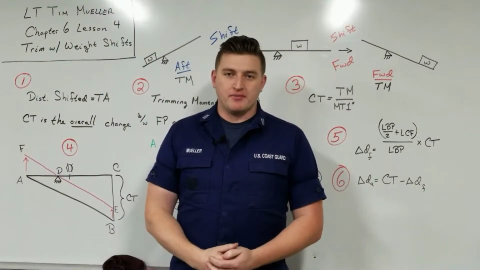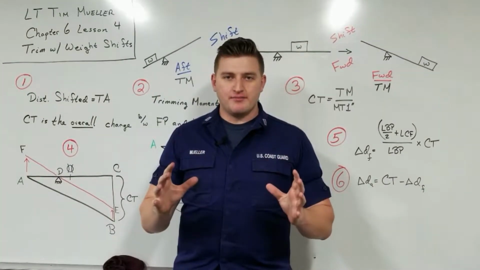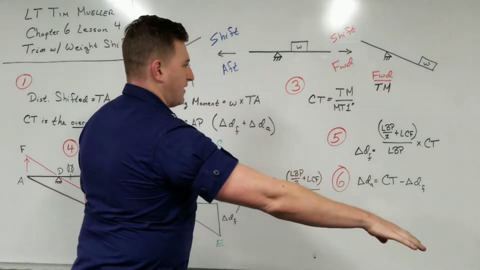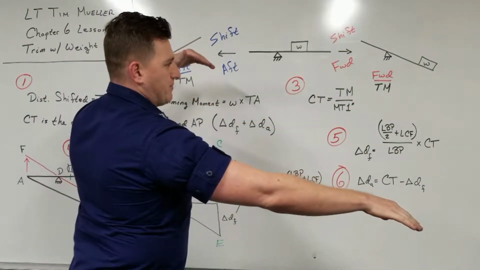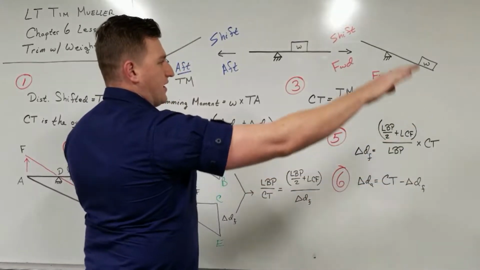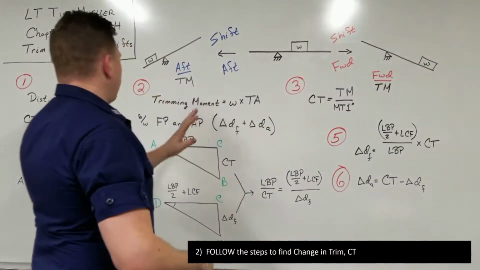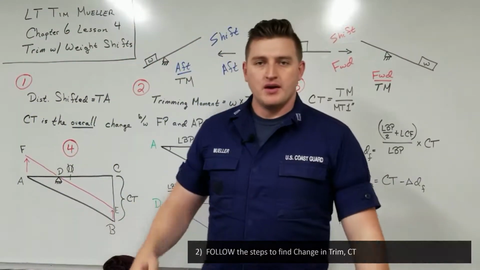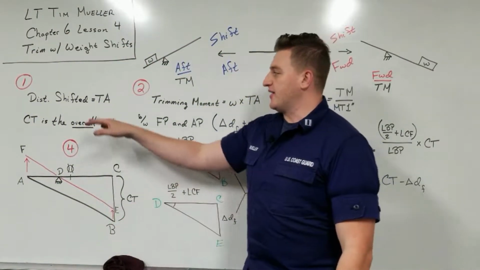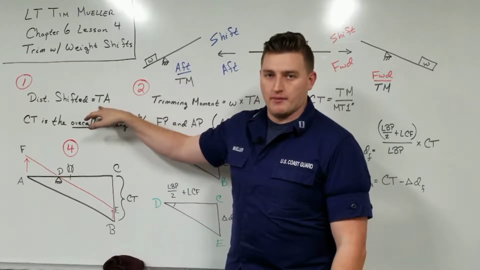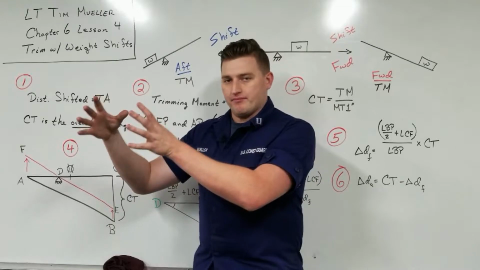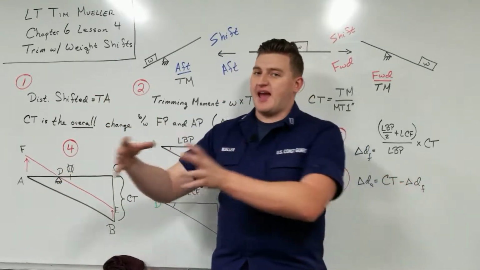All right, so good. The preliminary step is done. We've taken a look at the problem and we can get an idea if our forward end is going to drop down and the aft pop up, or the opposite, the aft end sink down and the forward end pop up. Now we step through these steps that I've labeled here on the board. So step one is to find our TA, or the trimming arm. This is the distance that we've shifted our weight from aft to forward or forward to aft.